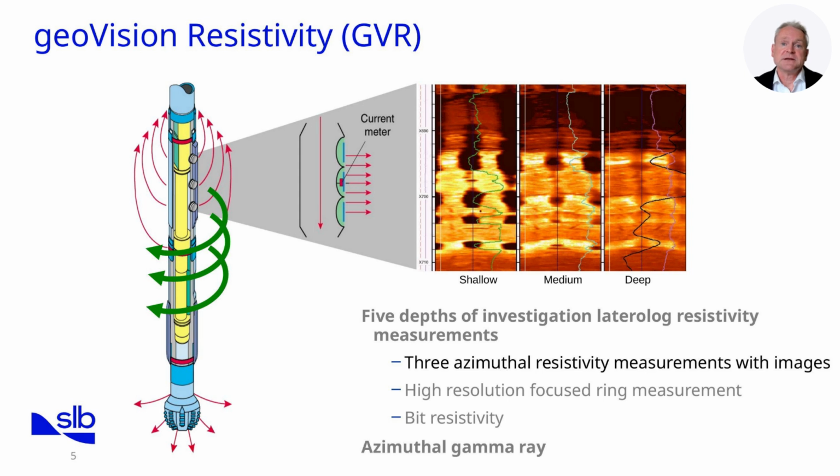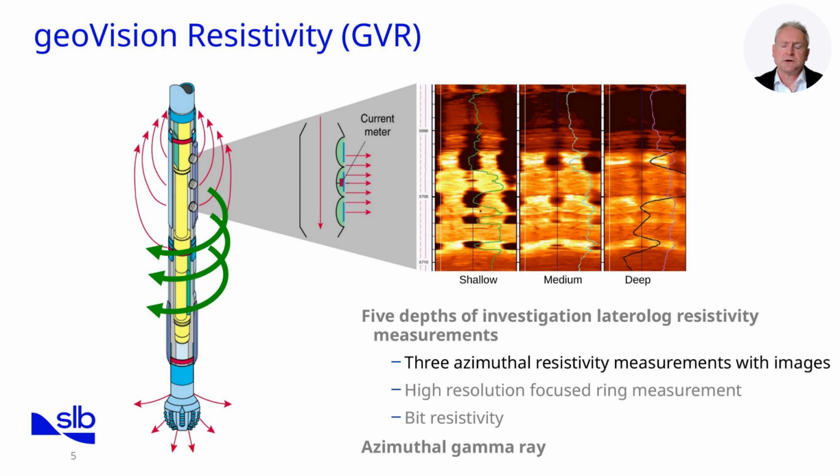The GeoVision resistivity tool, often abbreviated as GVR, is one of the most widely used LWD resistivity images. It provides 5 depths of investigation through laterolog resistivity measurements. Among these, 3 are azimuthal resistivity measurements that generate high-resolution images around the borehole at different depths of investigation. This allows us to map bedding dips and boundaries with precision.